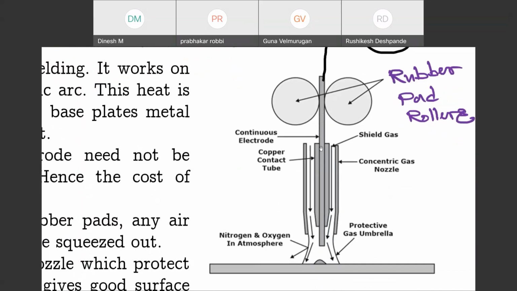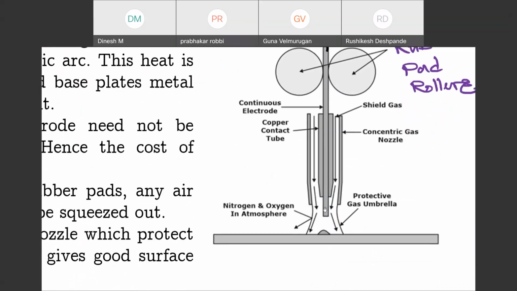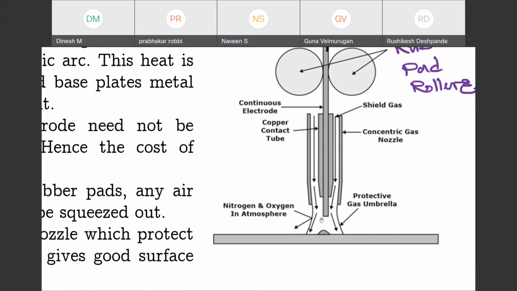And then the fresh wire is coming and entering this zone where you have a column on both sides. That is your shielding gas column, and shielding gas is provided here. Then the arc is generated, and this shielding gas provides a protective gas umbrella. That protects from atmospheric oxygen and nitrogen, because these two create a problem in the weld pool.